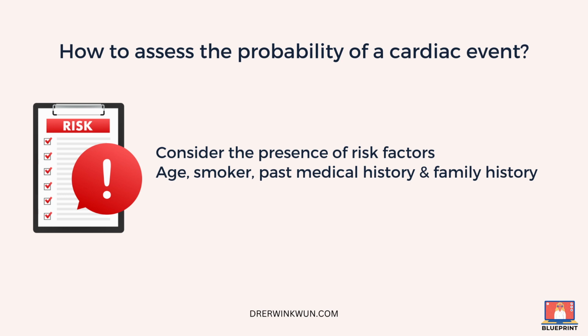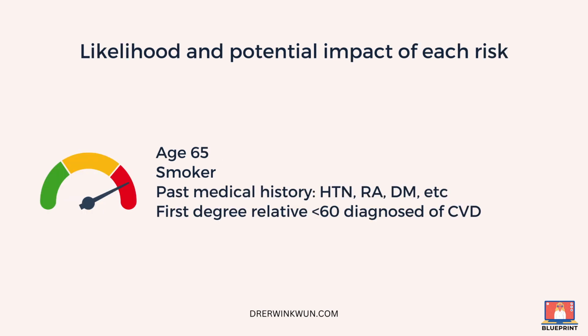If the patient is a smoker, past medical history, and family history. So thinking about what's the likelihood and potential impact of each risk factor, then we can consider whether it's a low risk or high risk. So if the patient is a smoker, if the patient has got a past medical history of hypertension, rheumatoid arthritis, or diabetes mellitus, and the family history is important to get more information.